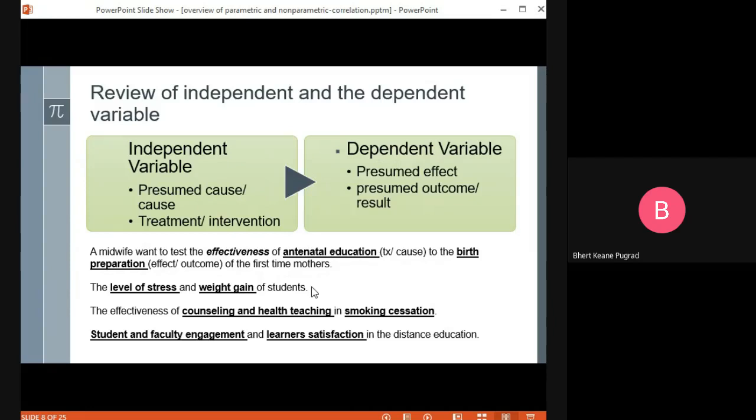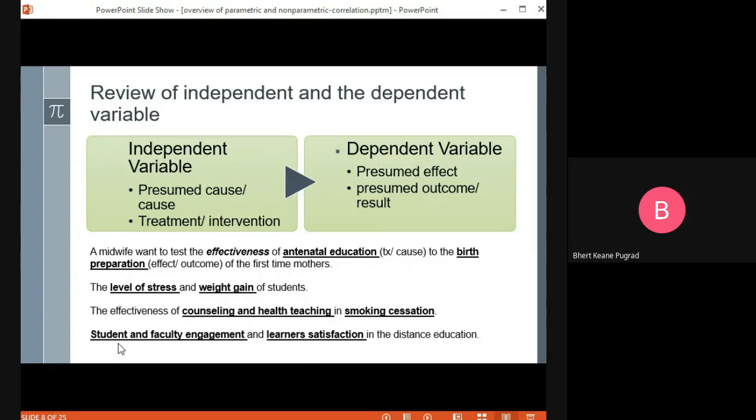Number three, the effectiveness of counseling and health teaching in smoking cessation. So with this one, we have two independent variables, and the two independent variables here are your counseling and health teaching. And the dependent variable here is the smoking cessation. So effective nga ba ang counseling and health teaching sa pag-reduce o sa pag-stop ng isang smoker.